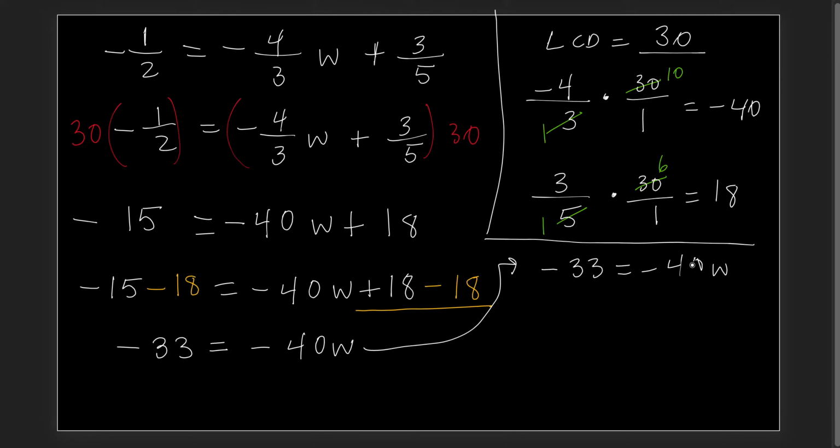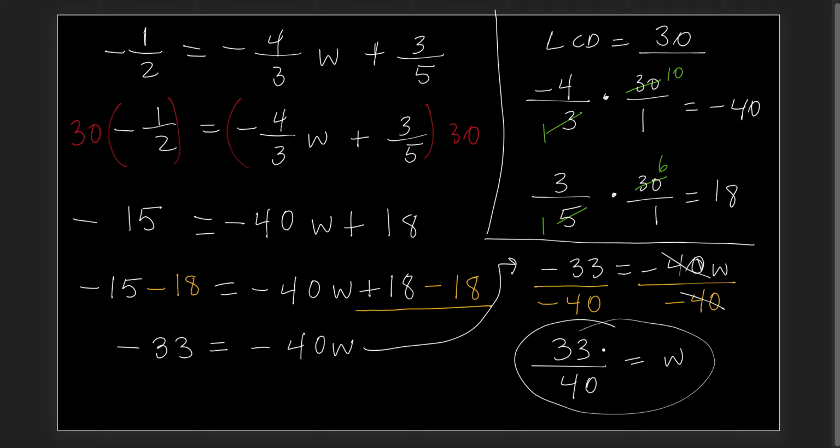We want the negative 40 to be away from W. So it's being multiplied by W. So I do the opposite operation and divide by exactly what I want out of there. And I have to do that to both sides. So this side will be positive because negative times negative equals a positive. I think that doesn't reduce. And then W is right here because these two cancel. And so that's it. That's crazy. W equals 33 over 40. I mean, just get rid of fractions right away.